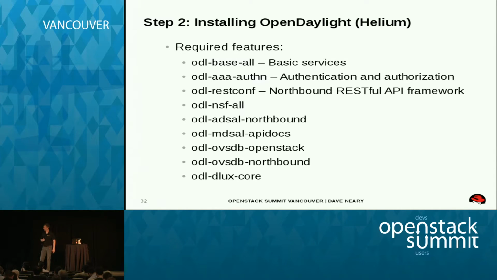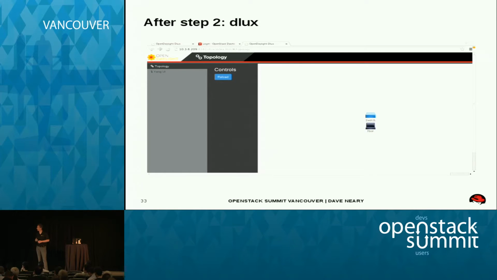And DLUX, this is just if you want to have the GUI. DLUX is the OpenDaylight user experience. So it's the web-based UI for Helium and Lithium. Okay, so after step 2, the slides will be online, you'll be able to get the URL, but it's essentially if you go to your OpenDaylight host, port 8181, you will see this. You've got OpenDaylight. It doesn't have any devices that it's connected to. This is what it looks like when OpenDaylight is installed correctly.